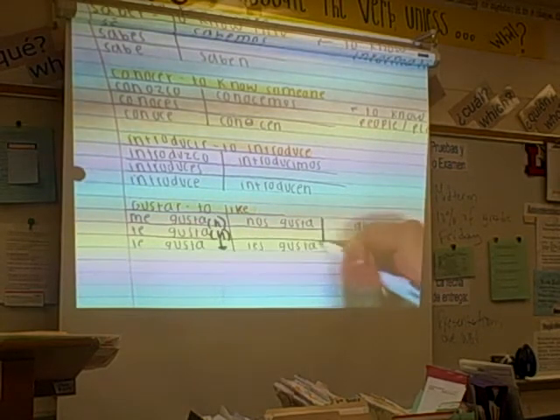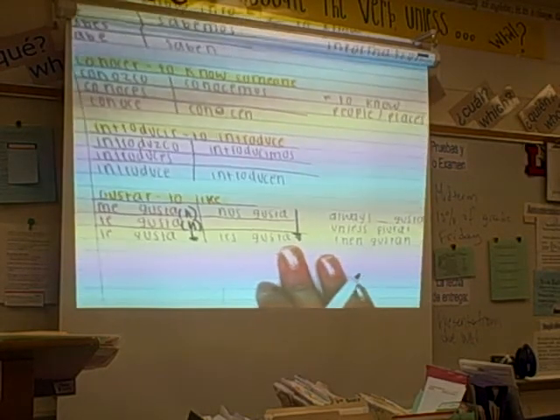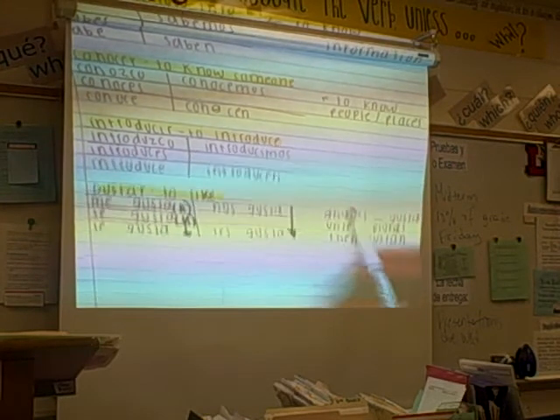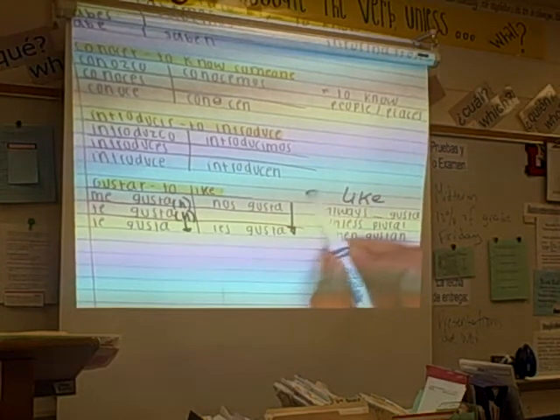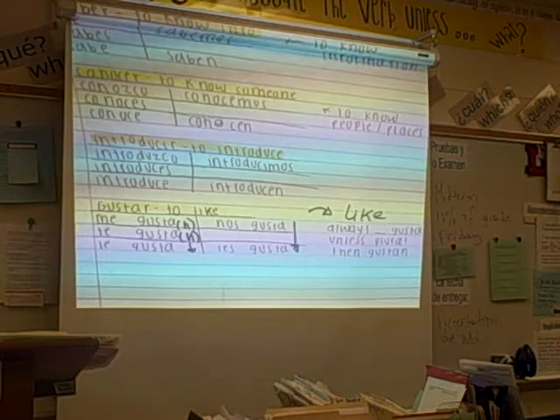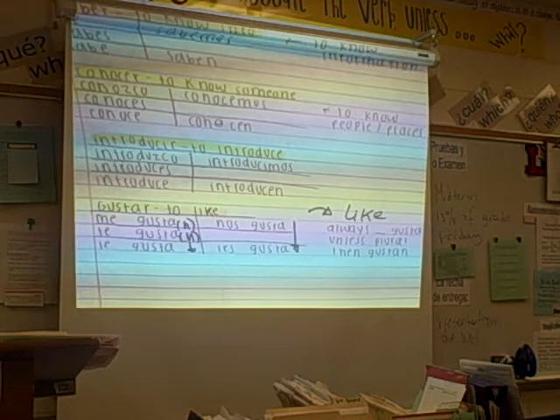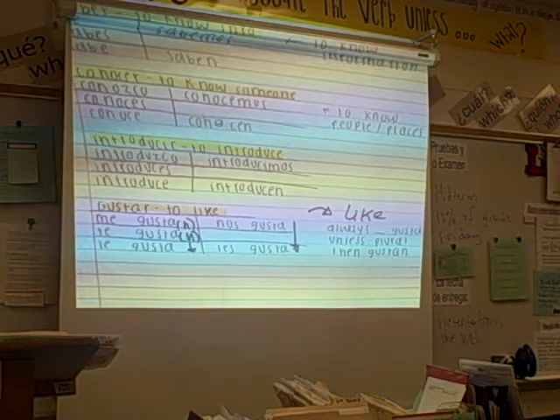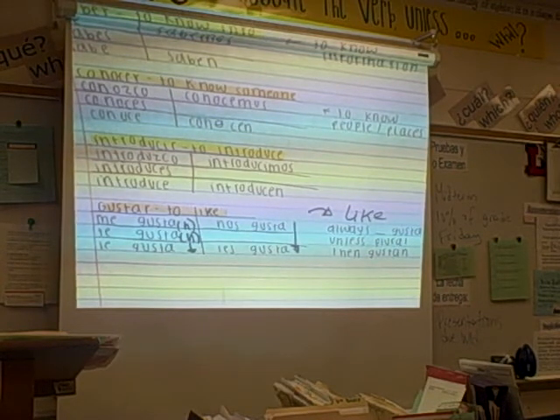So that you know that whatever it is that you like, which would come after the verb, if it's plural, whatever the thing is that you like, if you like more than one thing, then it would be gustan. So if it's we like pizza, then it would be nos gusta. But if we like pizza and hot dogs, nos gustan. Good. Okay.